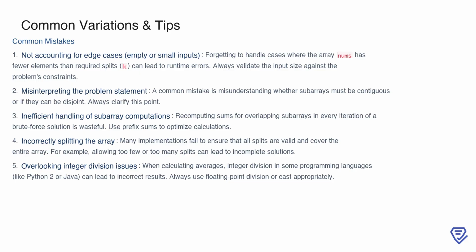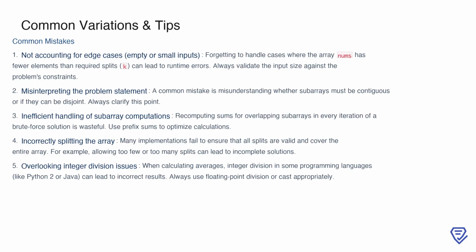First, forgetting to account for edge cases can lead to runtime errors. For instance, if the array nums has fewer elements than the required number of splits k, your solution might fail. Always validate the input size to ensure it aligns with the constraints. Another common issue is misunderstanding whether subarrays must be contiguous or if they can be disjoint. Misinterpreting this can lead to completely incorrect solutions, so always clarify the requirements before proceeding.